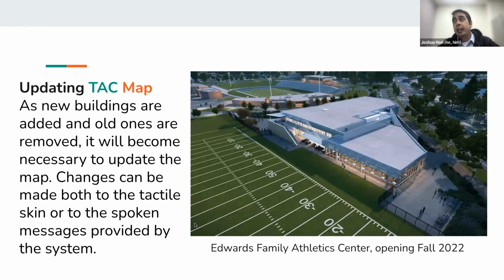So, updating the TAC map. As new buildings are added and old ones are removed, it will become necessary to update the map, which can be done somewhat quickly, including ordering new items. So will this be something that we can actually do by reskinning our LCD? Very, very possible. And the great thing is that we can update the information using Google Sheets to update whatever's inside of the building, which makes it really easy to use. And we don't have to contact the vendor to update it every time a department moves.